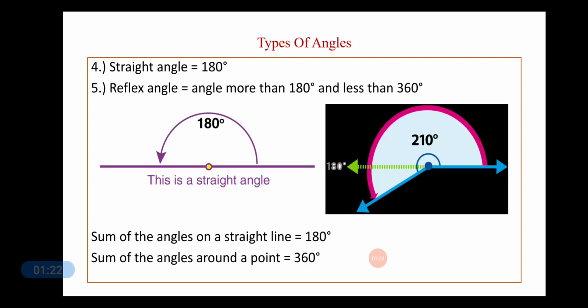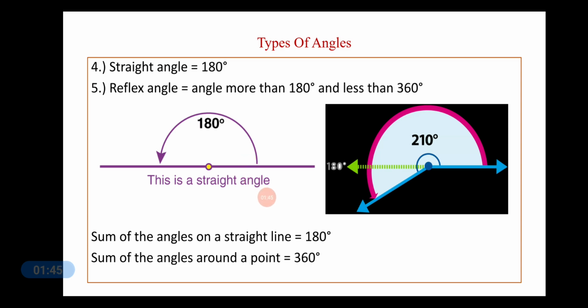Apart from these, there is a straight angle. The value of a straight angle is 180 degrees. That is, if you draw a straight line, the angles present on this line, if you sum them up, will come to 180 degrees, which is a straight angle.